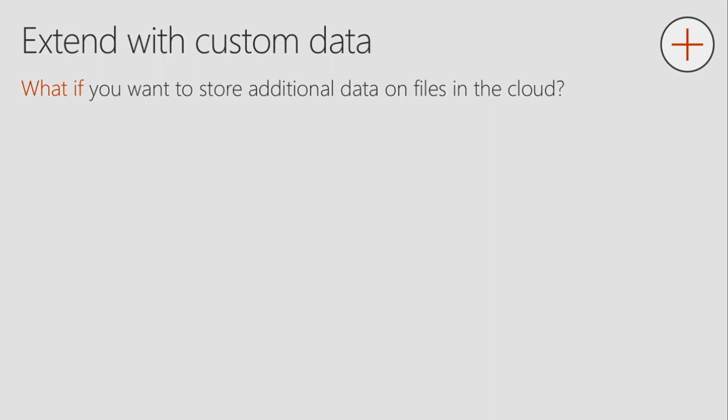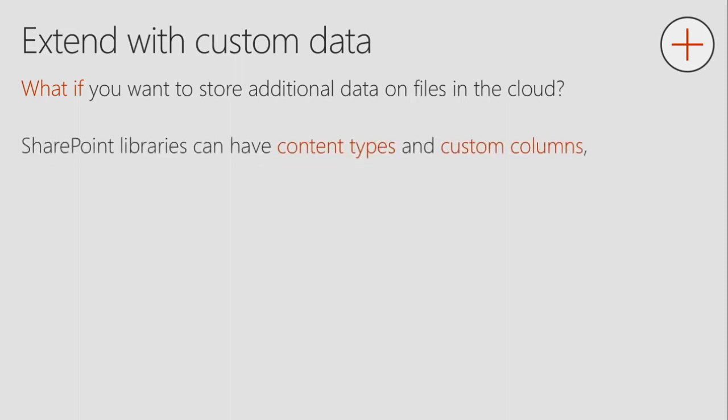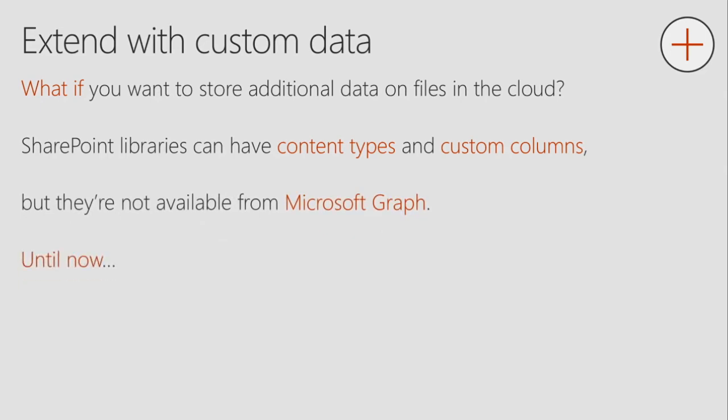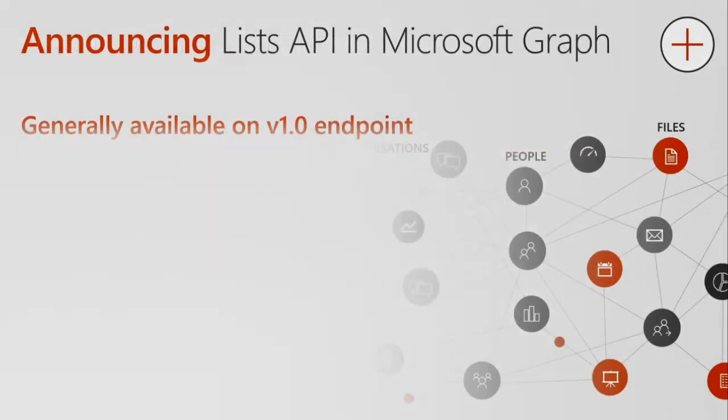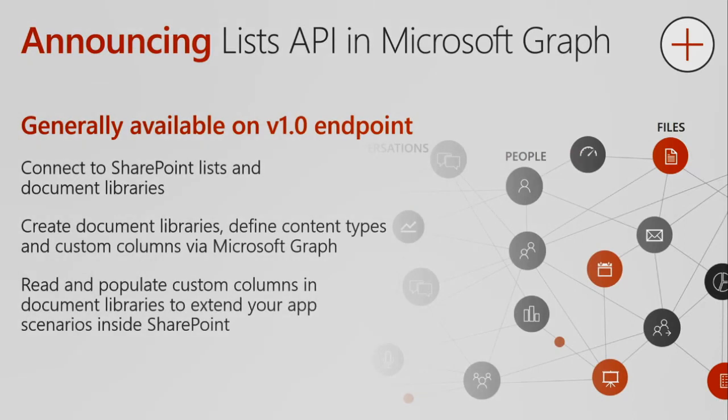Or what if you had additional metadata that you wanted to make visible inside a SharePoint document library? What if you wanted to take advantage of SharePoint content types and custom columns and all of that that was not available in Microsoft Graph? What would you do? Well, guess what? Now they are. Hooray!